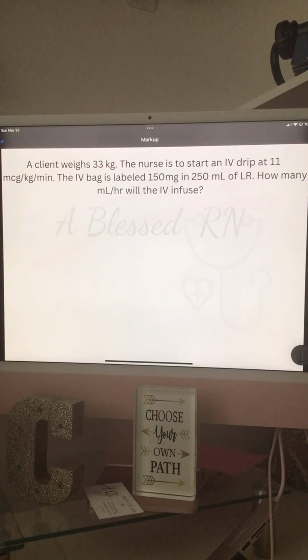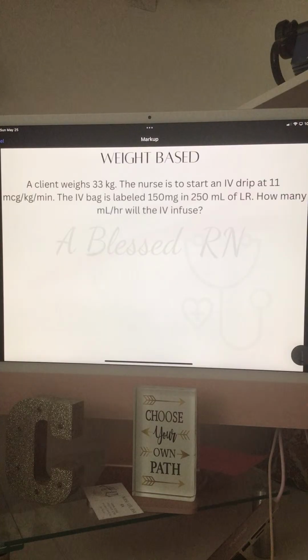All right. So a client weighs 33 kilograms. The nurse is to start an IV drip at 11 micrograms per kilogram per minute. The IV bag is labeled 150 milligrams and 250 milliliters of lactated ringers. How many milliliters per hour will the IV infuse? Okay. So what are we looking for? What is our goal?